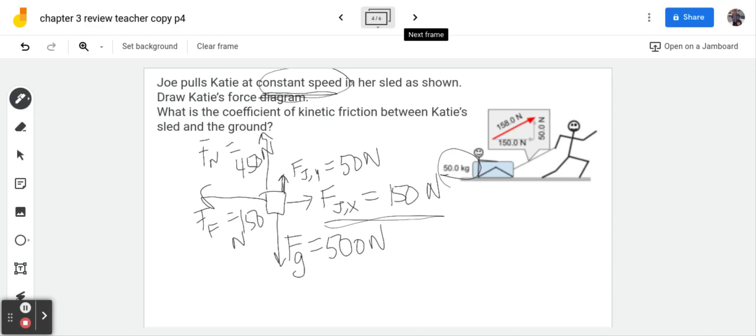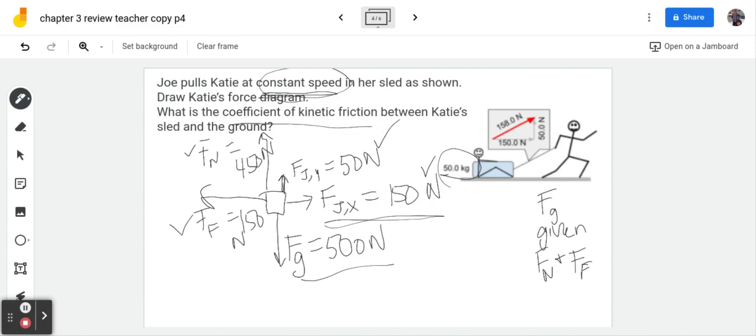Sorry. The checklist I gave you guys earlier was always do force of gravity, then do the givens, then do F normal and F friction. Okay, so we got it. Force of gravity, done. The givens, done and done. And then normal force, done. Force friction, done.